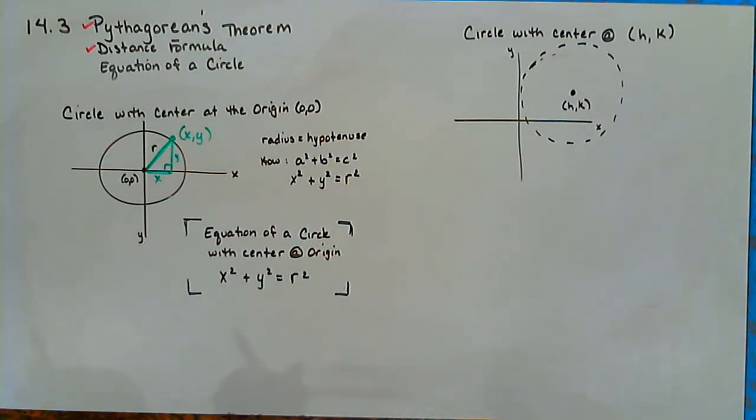But instead of memorizing a formula, let's have you come up with it. So we're going to play the same game that we did on our first circle. Pick a point anywhere on your circle.